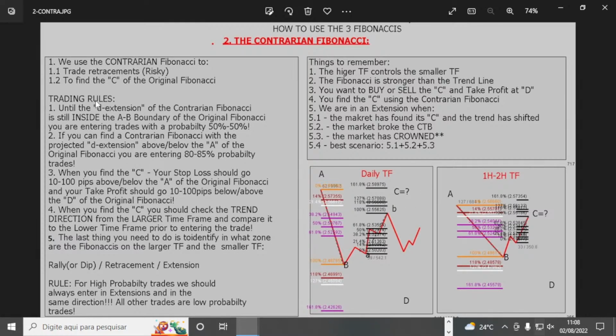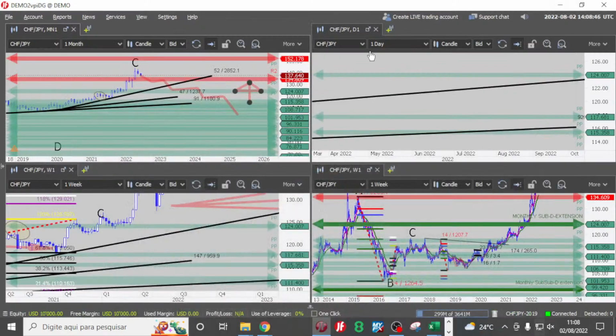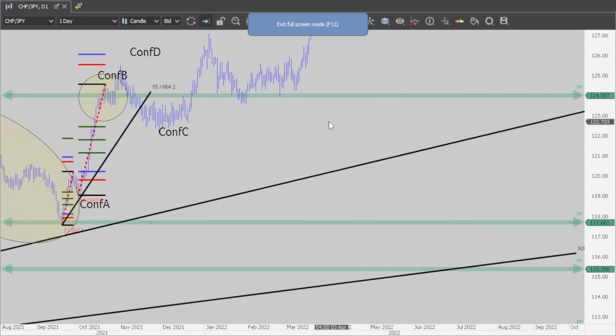Trading rules, step by step. If the D extension of the Contrarian Fibonacci is still inside the AB boundary of the original Fibonacci, you are entering trades with a 50-50 probability. If you can find a Contrarian Fibonacci with the projected D extension above or below the A of the original Fibonacci, you are entering 80 to 85% probability trades. And I know you're stressing out, everybody, but don't stress out, we're going to explain everything.